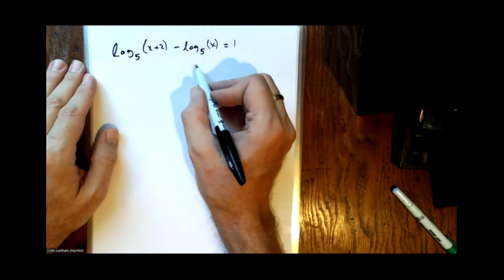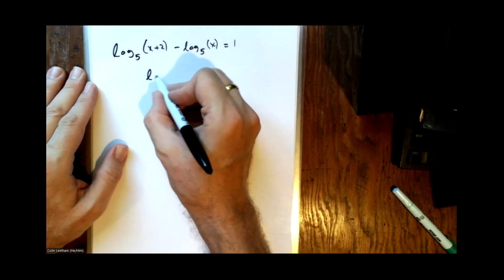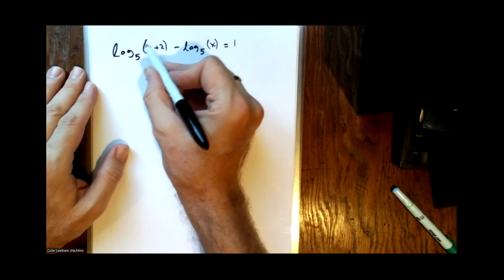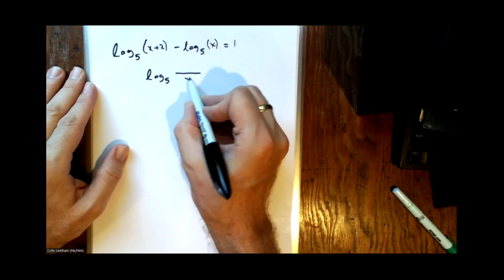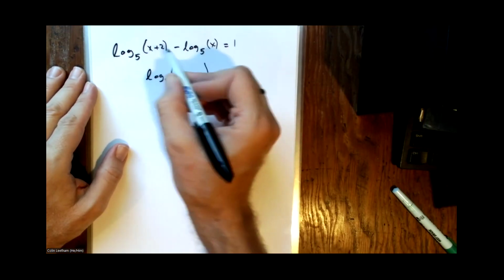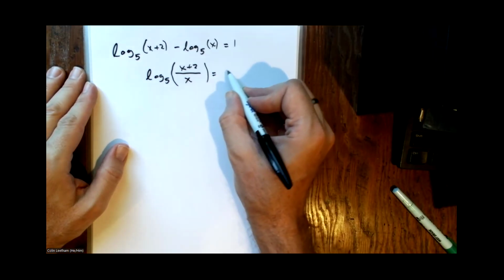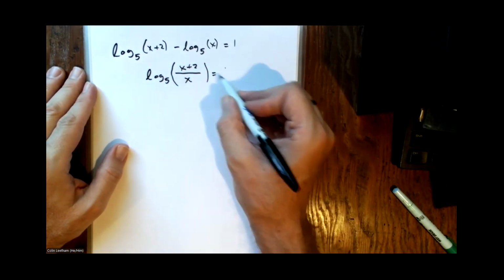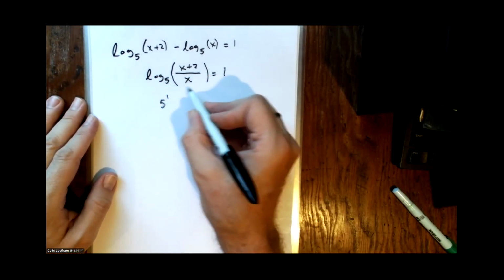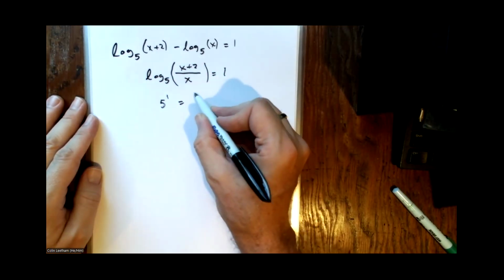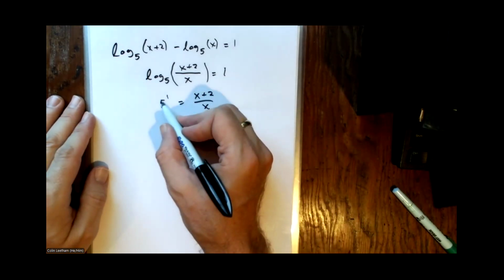All right, again, we're going to put our logs together into one expression. So this is going to be log base 5. Since this is subtraction, this term is going to be in my denominator. The added one is going to be in my numerator. So that's log base 5 of x plus 2 over x is equal to 1. And now 5 to the first is equal to that log argument. So I've got x plus 2 over x. Well, 5 to the first is just 5.